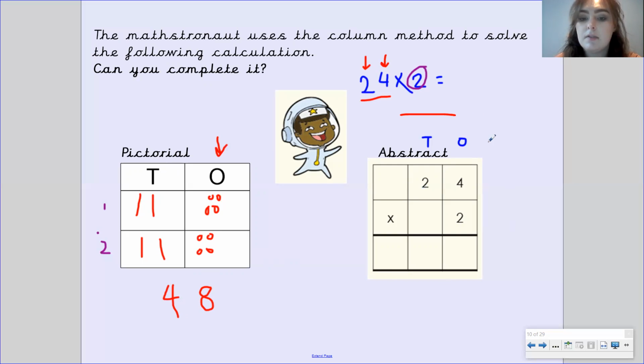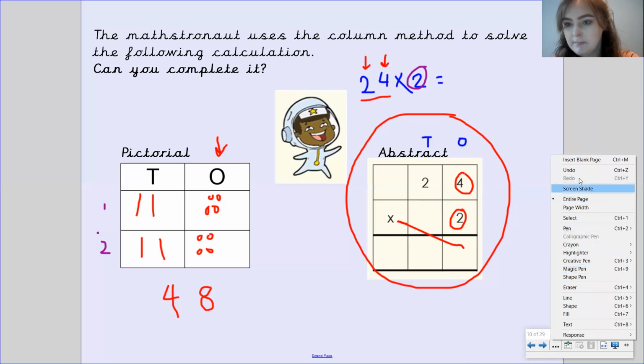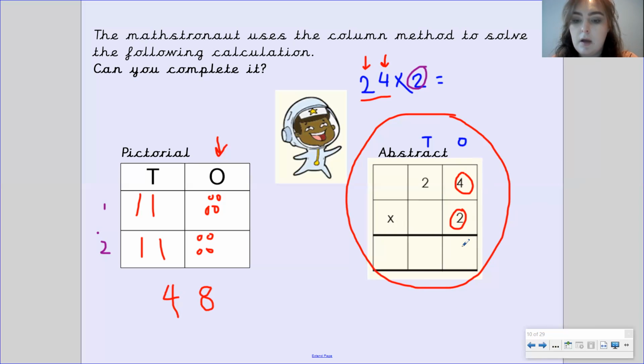But now when it comes to the abstract method, when you answer a question and it looks like this in the column addition, what you need to do is look at the numbers that we've got. So we've got 24 times 2. And what we're going to start off by doing is 2 times 4. So we're timesing 2 by 4, and we know that 2 lots of 4 is 8. So then in the ones column, I'm going to write an 8.